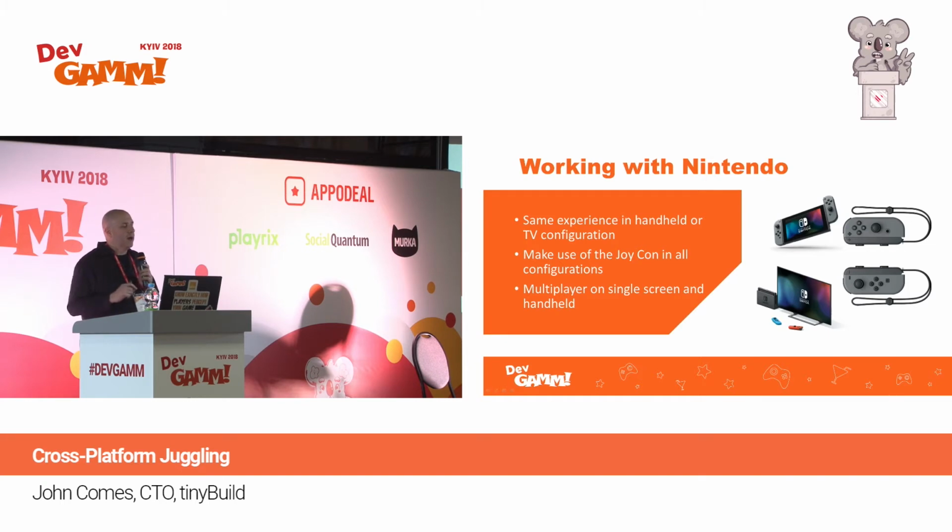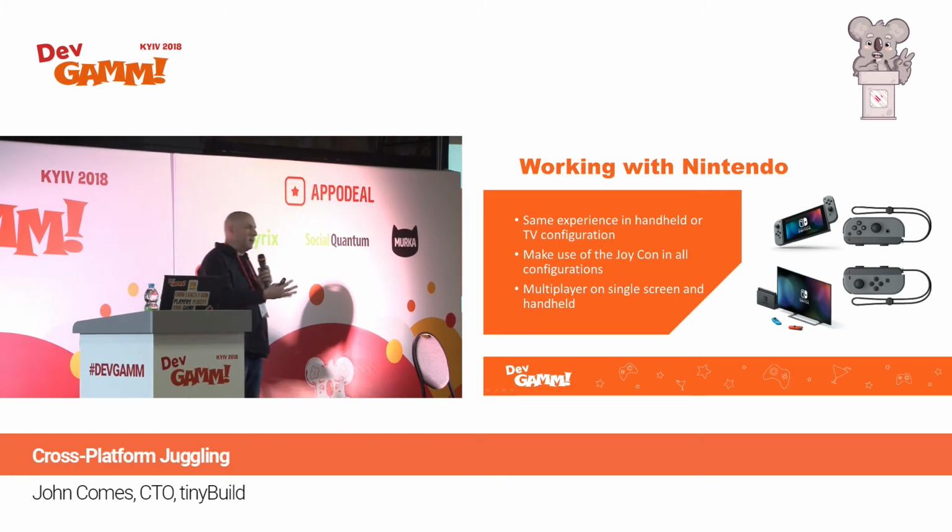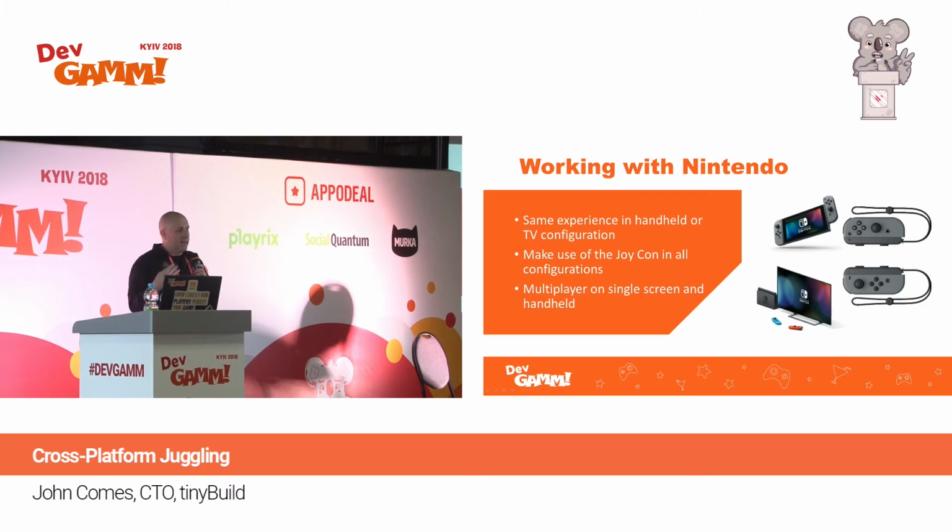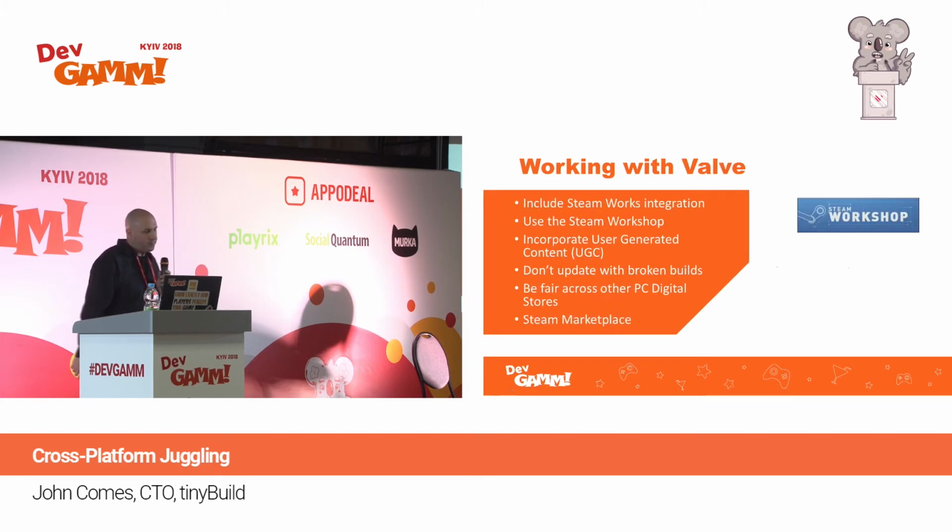Make use of the Joy-Con in all their configurations. And multiplayer on single screen and handheld is also a big thing, because they want the Switch to be a group event, like everybody's playing it together. That's why they give all these abilities to play it up on the big screen and take it with you. So use these things and work with Nintendo. You make them happy, they make you happy.